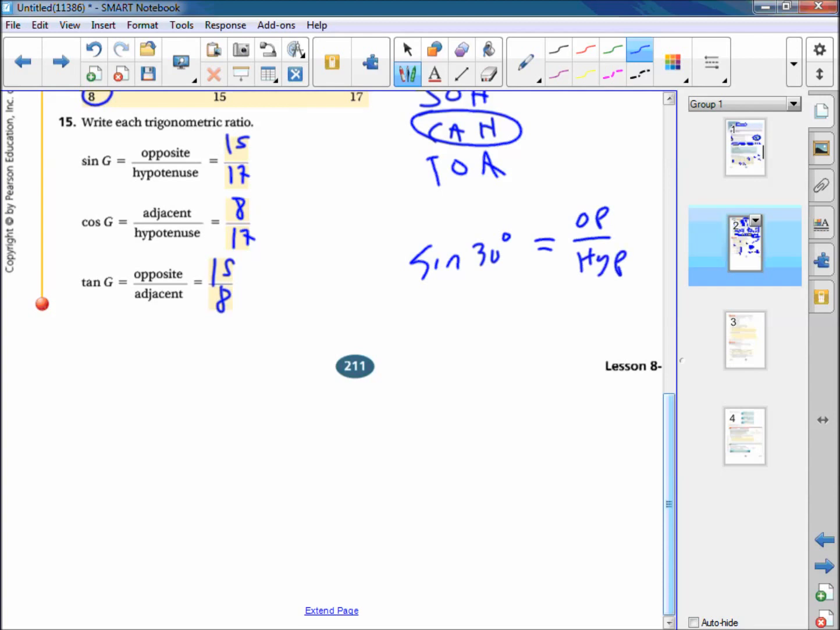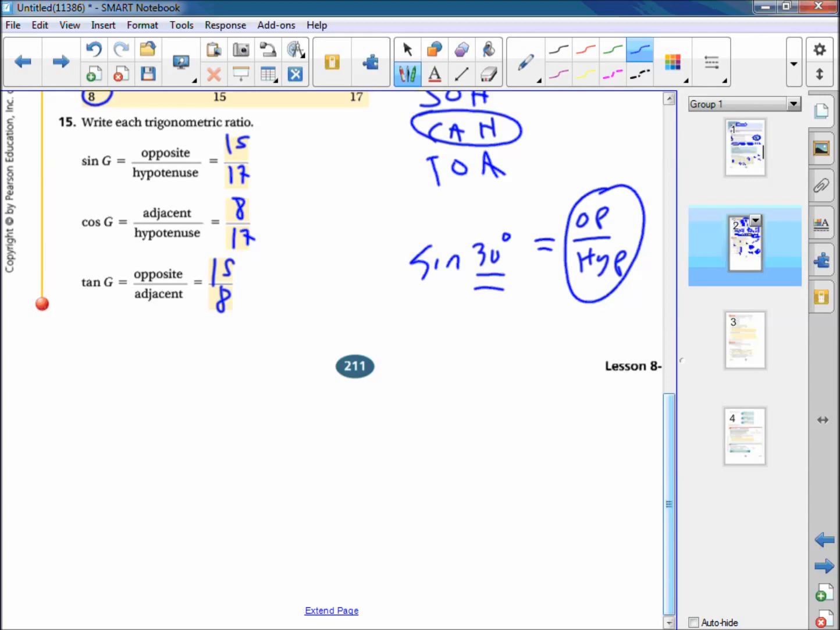Now remember, it doesn't matter what lengths they are. The 30, 60, 90, it doesn't matter because all 30, 60, 90 triangles are similar. So there's only one answer for this, regardless of how big the triangle is. When I do the ratio of the opposite to the hypotenuse, we're going to get the same number.